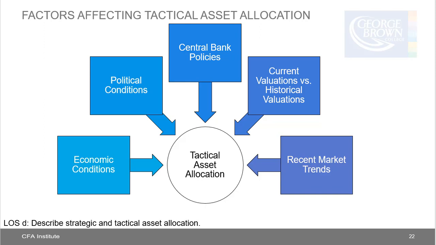The manager could then look at the level of the price-to-earnings ratio in the stock market and how it compares with recent decades as a measure of valuation, or with the level of bond yields relative to historical ranges. The manager could also look at stock and bond market trends as a way of gauging investor sentiment. So some of the factors affecting tactical asset allocation: economic conditions, political conditions, central bank policies, current valuations versus historical. That's where we see reversion to the mean. And recent market trends, we've had a big boom, maybe we're expecting a correction, etc. All these different factors affect tactical asset allocation.